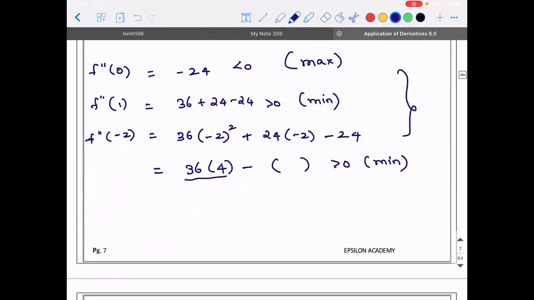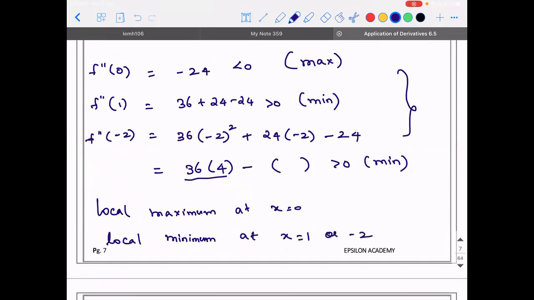So where do you get the local maximum? At x is equal to 0. You will get local minimum at x is equal to 1 and minus 2, not or, and. Right? So they're asking the function value.